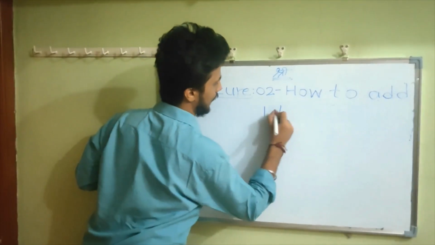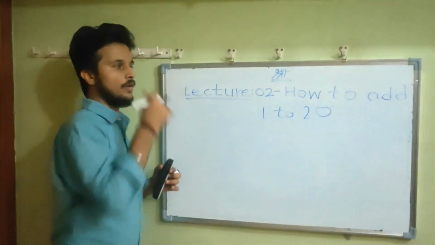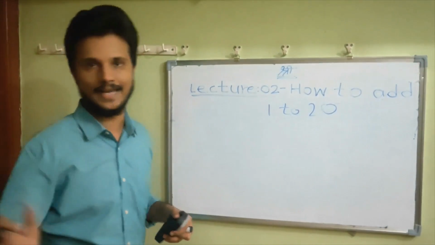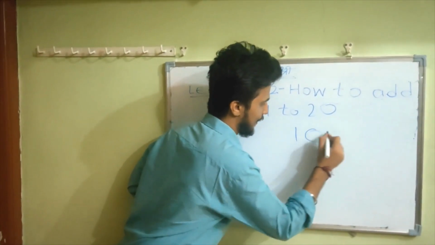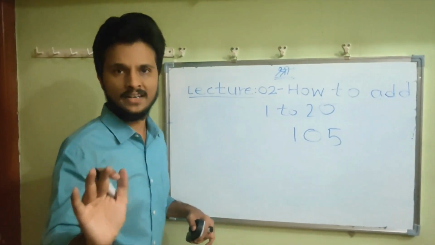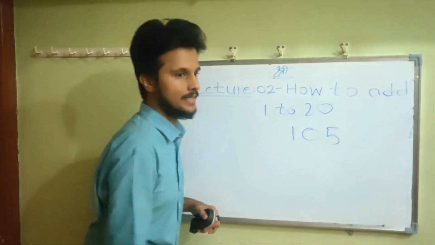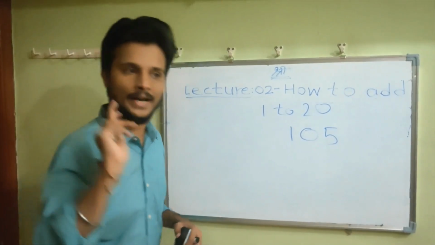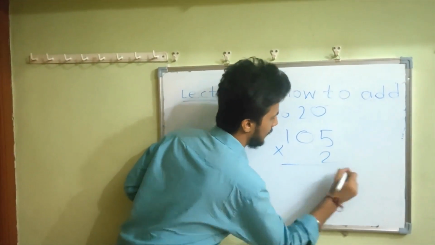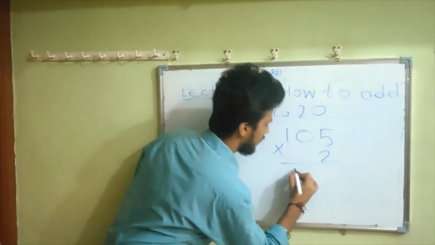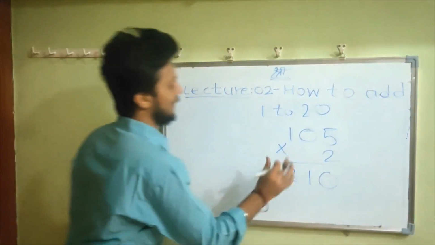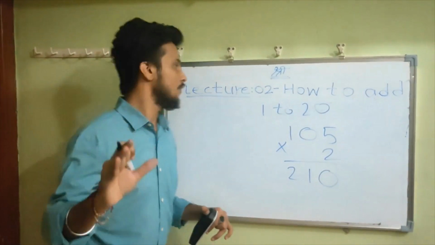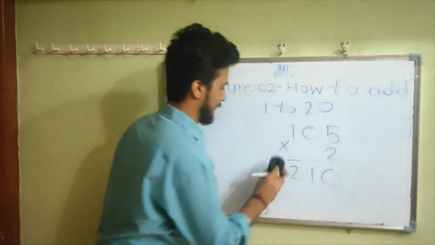Now, 1 to 20. For that, first of all, we will calculate the 10th number of this series. Anyone can tell the 10th number of this series is 10. We will write that number and append 5. So we calculated the 10th number, that is 10, and then appended 5. Now we will multiply this number by 2. What will be the multiplication? This is simple multiplication. The result will be 210, and that will be the sum of numbers from 1 to 20.